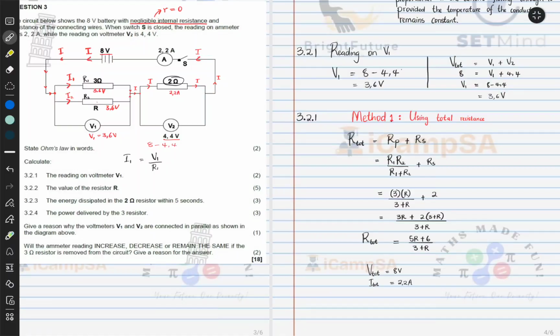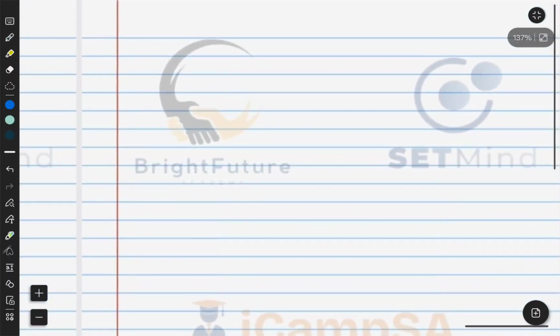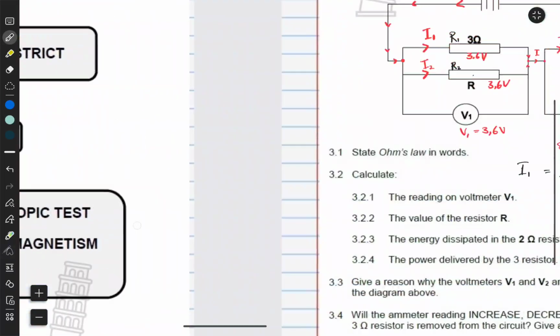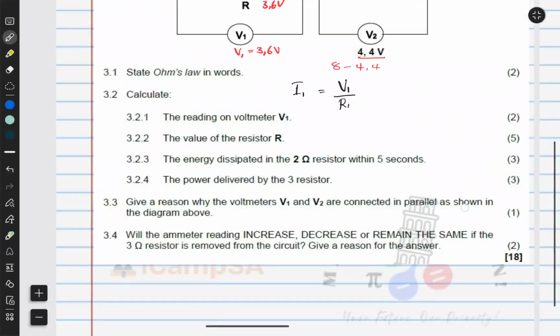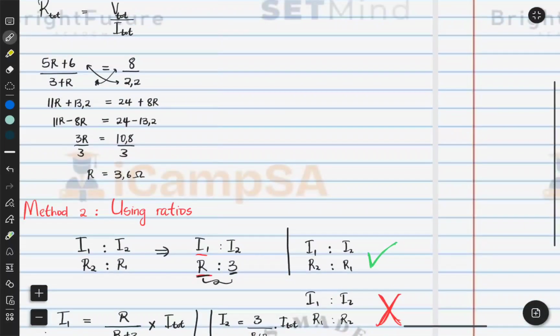All right, so let's go to 3.2.3. Now, the energy dissipated in the 2 ohm resistor within 5 seconds. All right, so we know, remember, energy, what number is this? 3.2.3. Okay, yes, 3.2.3.